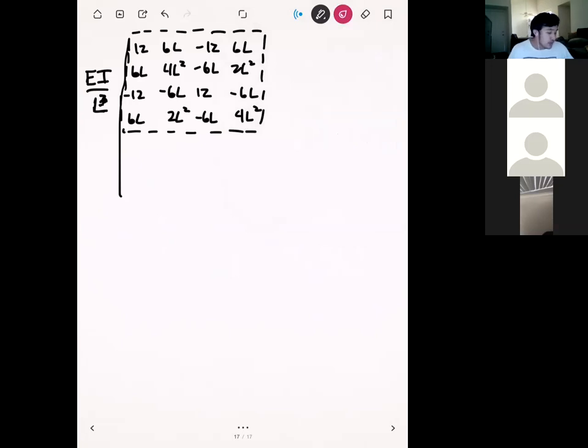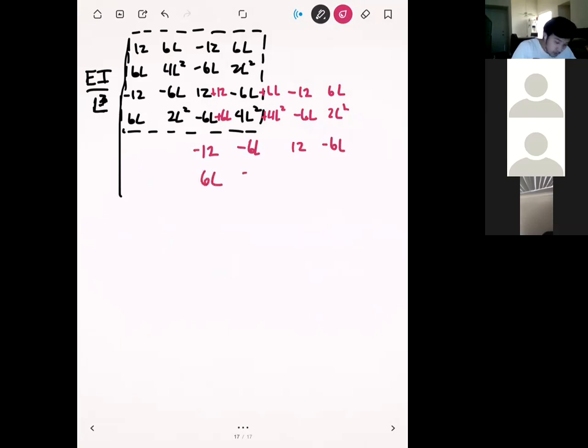And for the contributions from element B, I'm going to write in red. So we have plus 12, plus 6L, minus 12, 6L, plus 6L, plus 4L squared, minus 6L, 2L squared, minus 12, minus 6L, 12, minus 6L, 6L, 2L squared, minus 6L, and 4L squared. So let's box this.